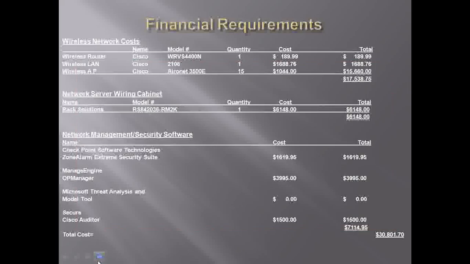Some of the financial requirements for the wireless network costs: you're looking at wireless router, wireless LAN, and wireless access points, network server, wiring cabinet, and network management and network security software, for a grand total of $30,801.70.